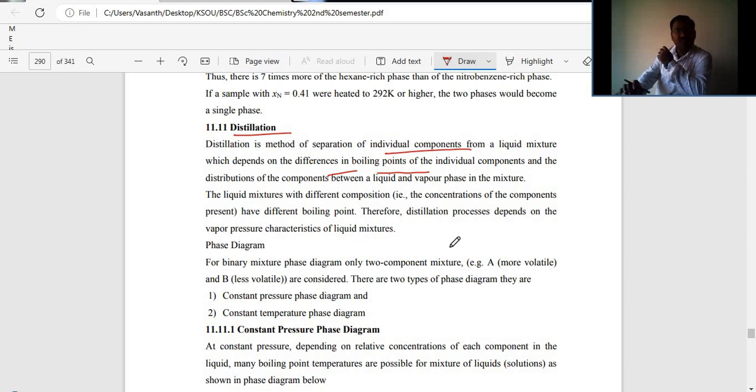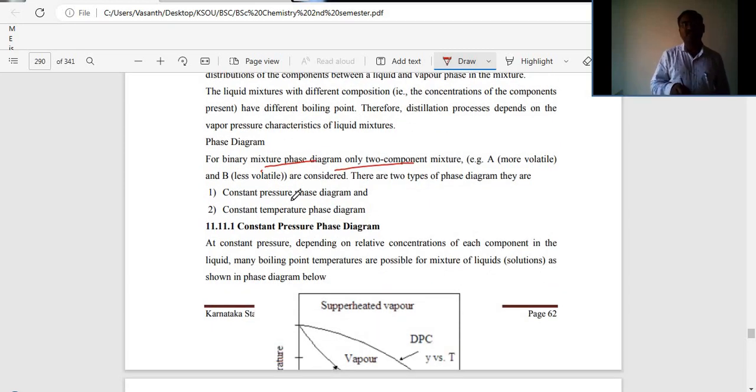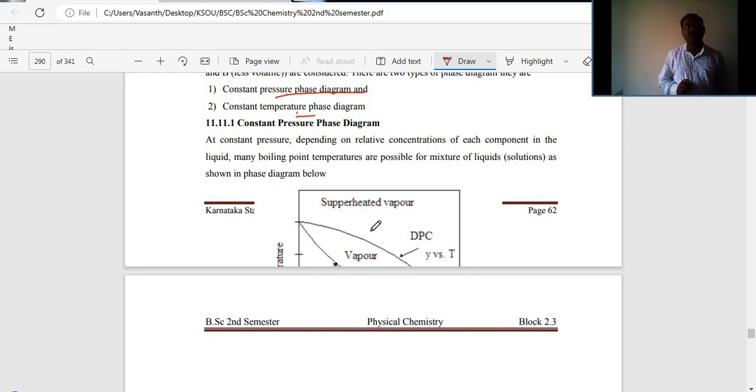We consider the phase diagram. For the phase diagram, here binary mixtures, only two component mixtures A and B are considered. There are two types of phase diagram: one is the constant pressure phase diagram and the other is the constant temperature phase diagram. Constant pressure, depending on the relative concentrations of each component in the liquid, many boiling point temperatures are possible for mixtures of liquids as shown in the phase diagram below.